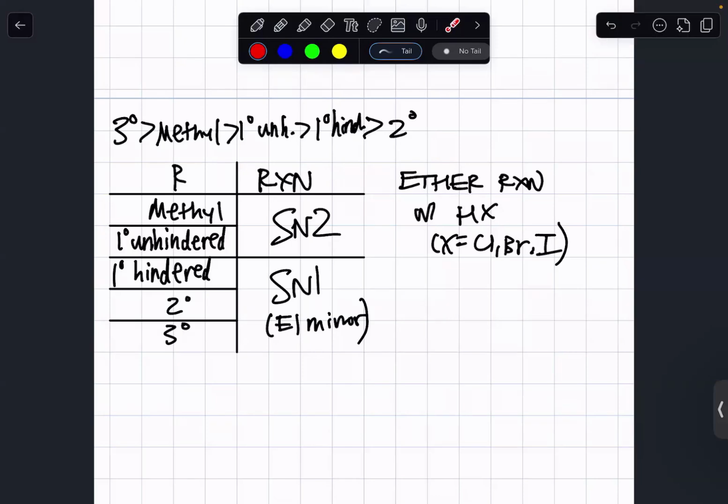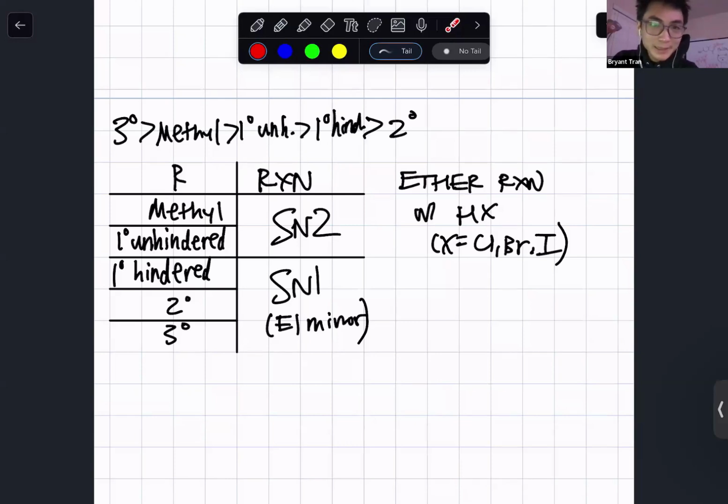Yeah, with a hydrogen halide. Or no, that's the cleavage. With H2SO4. Yeah, H2SO4 and heat to make the symmetrical and asymmetrical ethers. Yeah, I see. Okay.